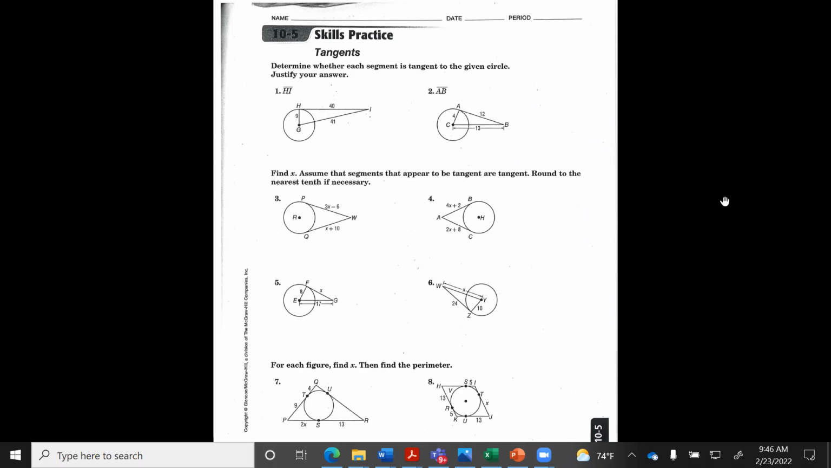Does anyone else need the worksheet from yesterday? 1, 2, anyone else?